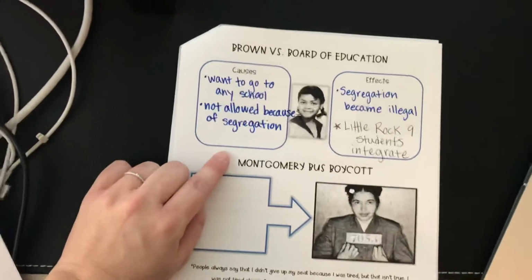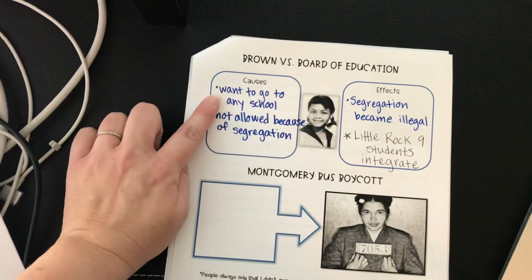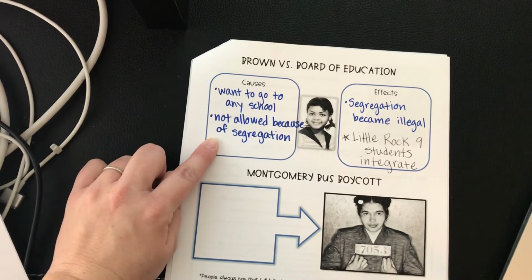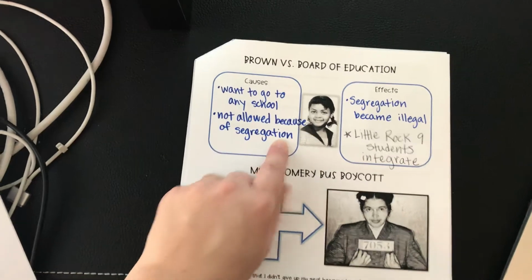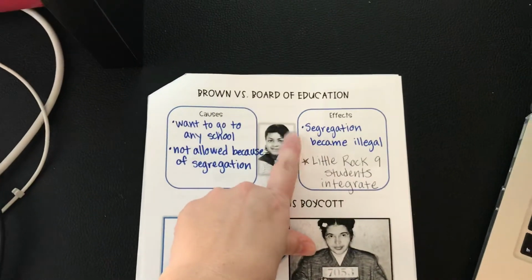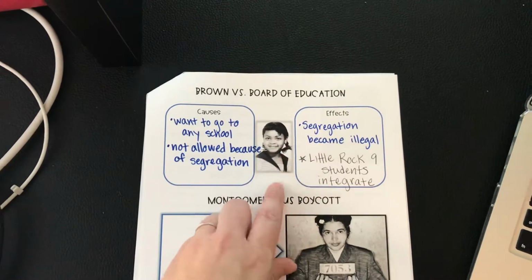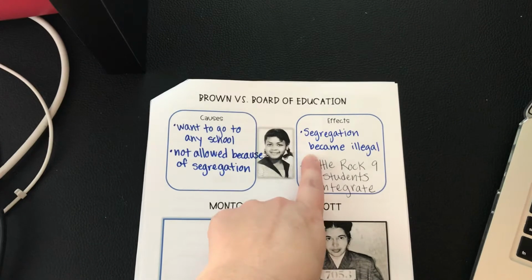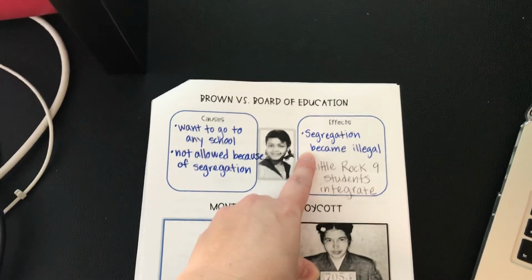So if we look at our notes here, Brown versus Board of Education: people wanted to go to any school, but they were not allowed because of segregation, forcing them to be separate. So what were the effects of this? Segregation actually became illegal. And it became illegal not only in schools, but it later became illegal all over the country in all ways. It became illegal very slowly.